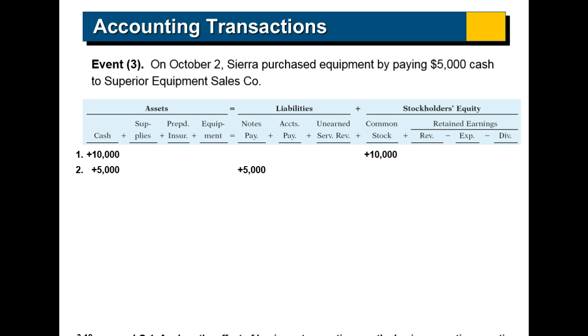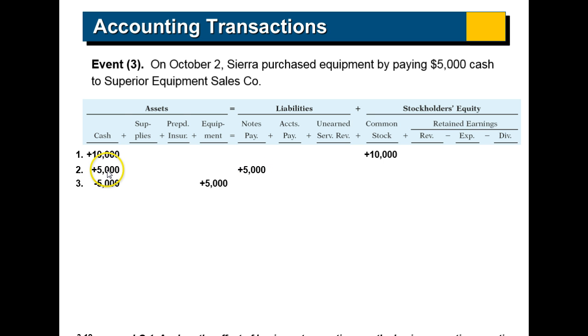Now, on October 2nd, Sierra purchased equipment by paying $5,000 cash to Superior Equipment Sales Company. What's going to happen? Cash is going down? But look what happened to our assets. The equipment went up. So do you see how our assets were affected in this? But it still zeroes out. It's just one asset replaces another asset. Do you see that there?